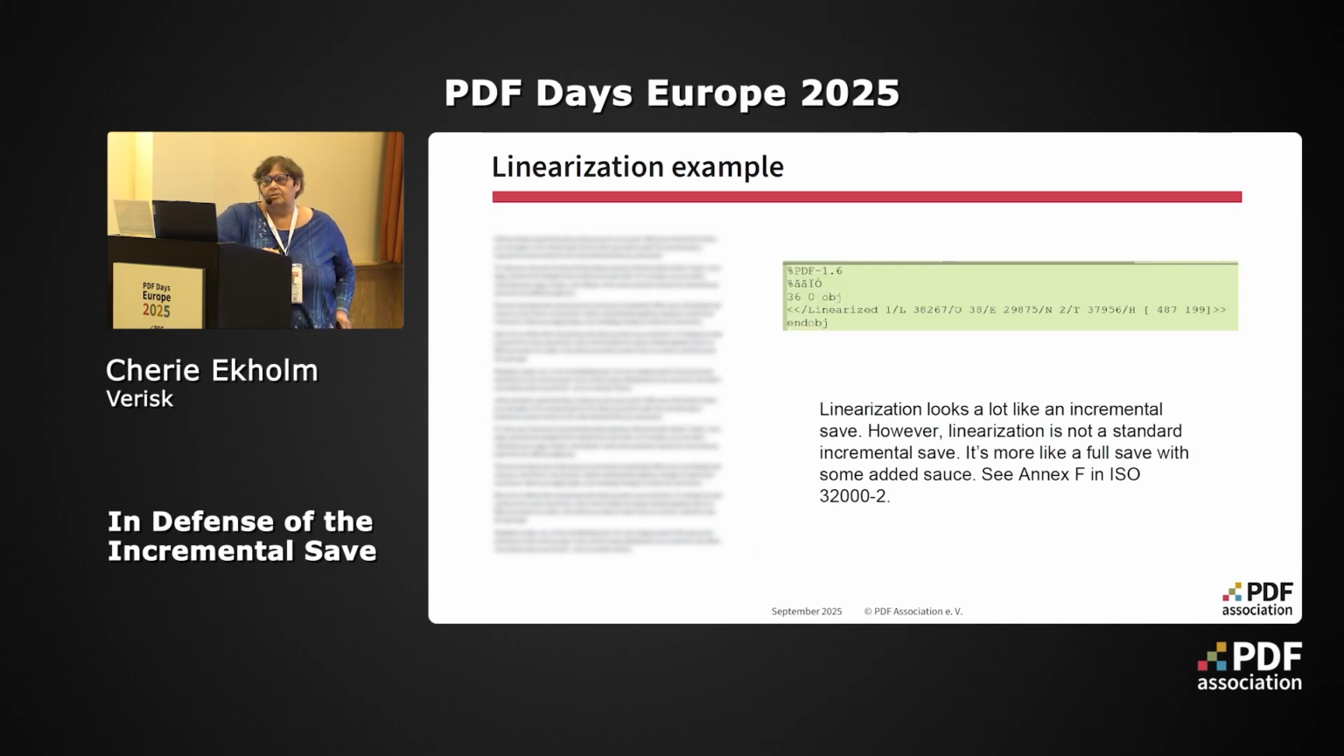So a quick linearization example. It technically is an incremental save usually, but it's not quite as interesting as other incremental saves because it doesn't give you a lot of information other than the fact that the file was linearized. It basically kills everything else. Plus, if you try to do an incremental save over the top of it, you lose the linearization, so that's not necessarily helpful either.